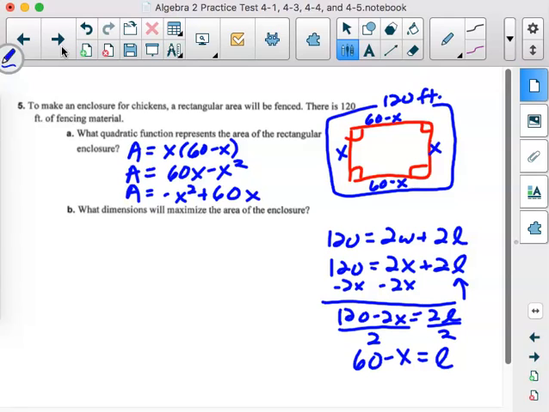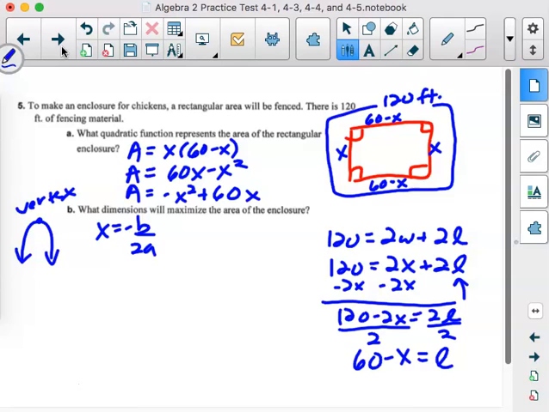Now, B says, what dimensions will maximize the area of the enclosure? Maximize, huh? Well, this is a negative x squared. If I just find the vertex, I will have the answer. And it's in standard form. So x equals negative b over 2a.